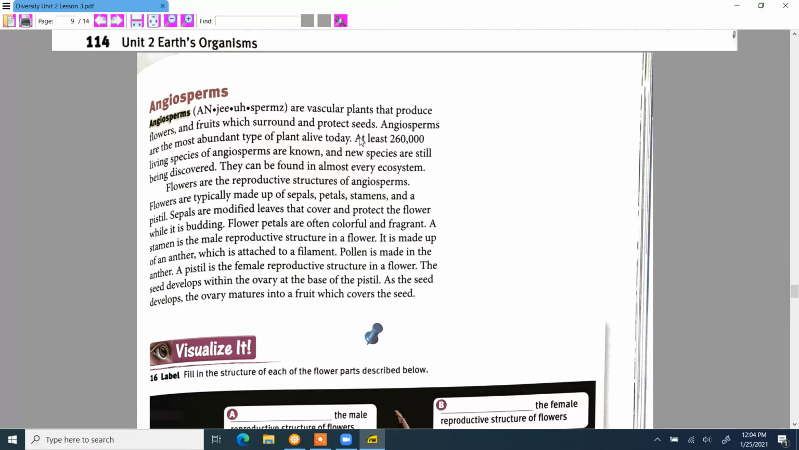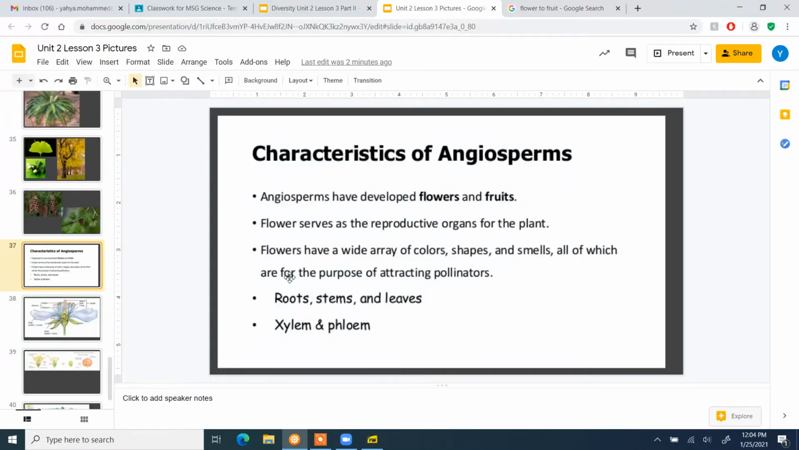If you look outside, most plants produce flowers. So these are angiosperms. So there are at least 260,000 living species of angiosperms, and new species are still being discovered all the time. So let's take a look at some of the characteristics of angiosperms. Angiosperms have developed flowers and fruits.